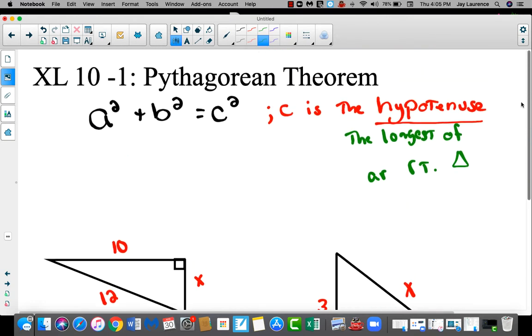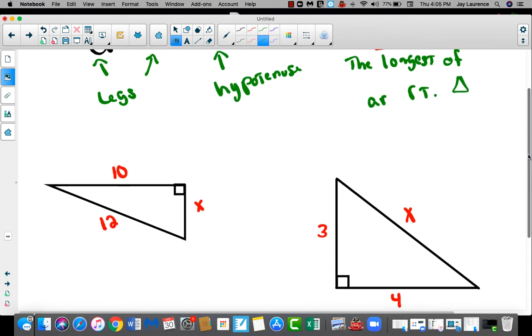Now A and B are the legs of the triangle. C is the hypotenuse, not c squared, but C is. So what this says: if you know the lengths of the two legs and you square them and add them together, you get the length of the hypotenuse squared. They are equal. And it's pretty easy to use.